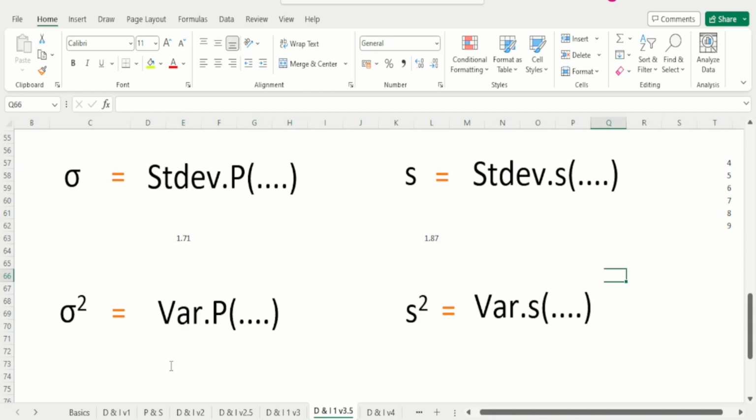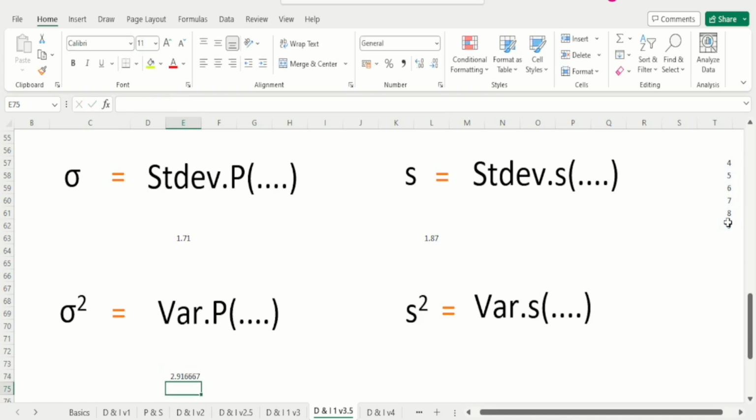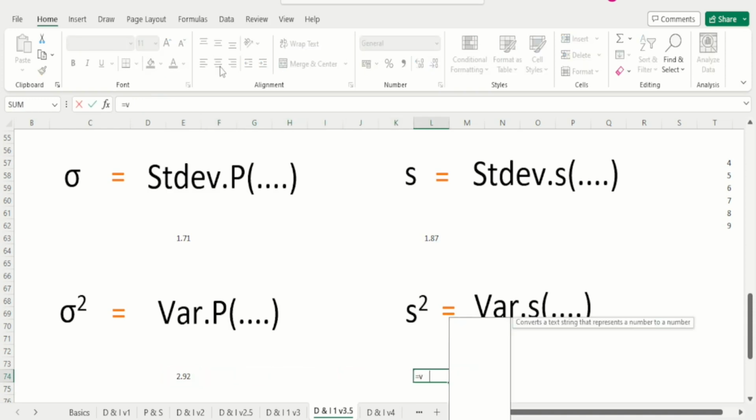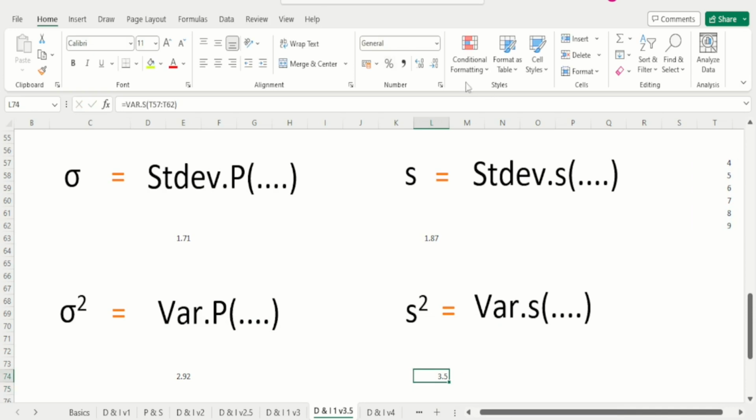So for instance, to calculate the variance of the given data set, if you use var.p for population, and you take the data set right here, it will generate for you the variance of this as a parameter for the entire population. On the other hand, if you were to use variance.s on this, then it will generate that statistic for you, and that statistic is going to be around 3.5, right?